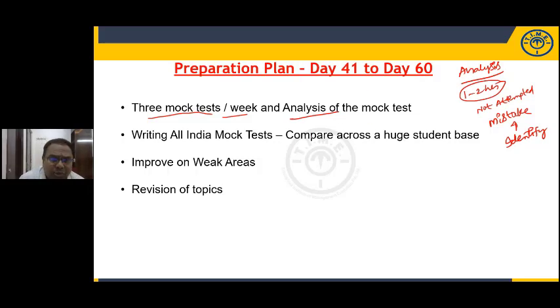Again, these two in day 41 to this last 20 days are also there. Improve on your weak areas, revise your topics. These are always there. So June, July, completely if you do this, you'll be ready for your upcoming exams.